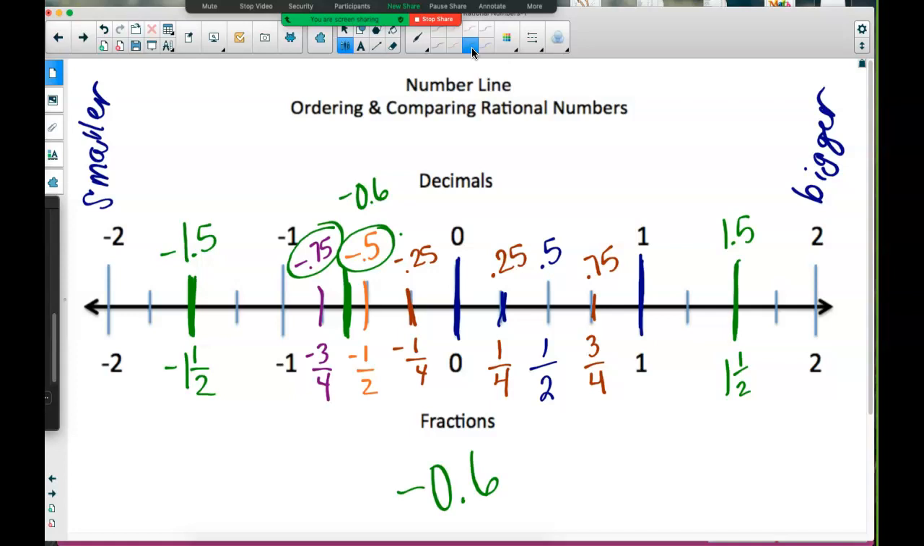Travis. Negative 1 1/2. Negative 1 1/2 is bigger than negative 2, because it's closer to 0. As we move up the number line, the numbers keep getting bigger.